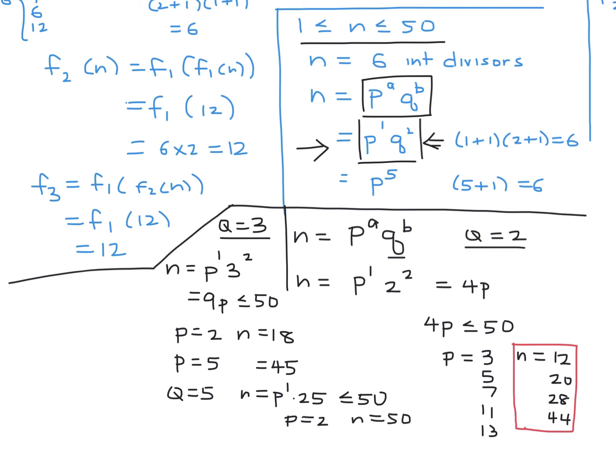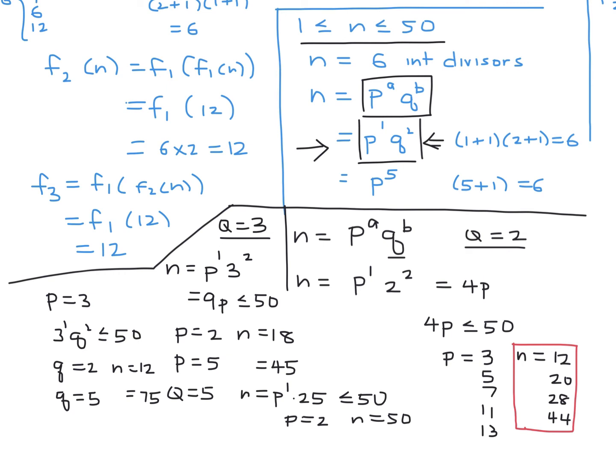And I think if you experiment with this a little bit more, moving up, choosing values for p, if p is equal to 3, then we get 3 to the power of 1 times q squared, and the only way that's going to be less than 50 is if q is 2 or q is equal to 5, which would get values of n of 12 and 75. Well, that's outside the range, so I guess we're done.